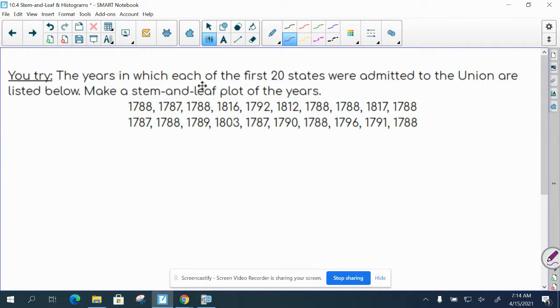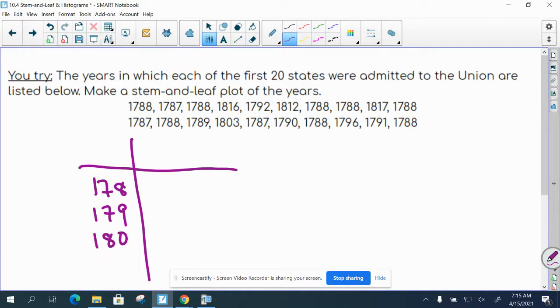Okay, so the first 20 states were admitted to the Union in the years listed below. Make a stem and leaf plot of the years. All right, so we'll make our chart. So we have to kind of look at where the smallest number is. 1787. Is there anything smaller than 1787? Or 1780s? I think we start with 1780. So we'll do 1780, and then 1790, and then 1800, and then 1810. And we'll see if we need anything else after that.